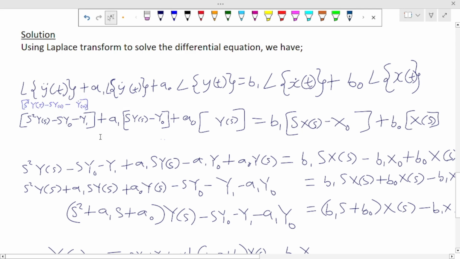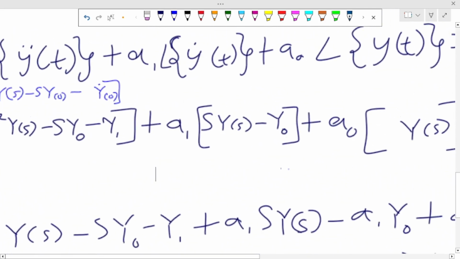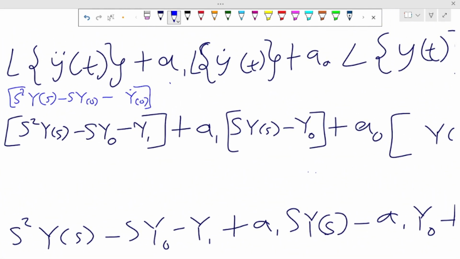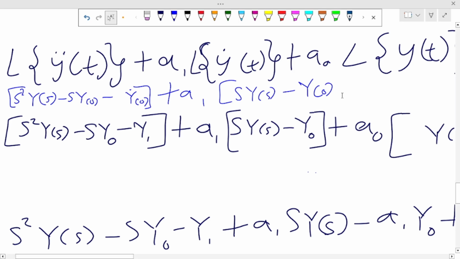Alright, now let's continue. So the next thing will be this a1. So taking a Laplace transform of this now, what do you think? We have just 1 dot, meaning we start with just s like this, and then y of s minus what? y0. Okay, so since we have no more s, we'll stop there. So this will be it. Okay, plus, so we're done with this guy, plus a0.